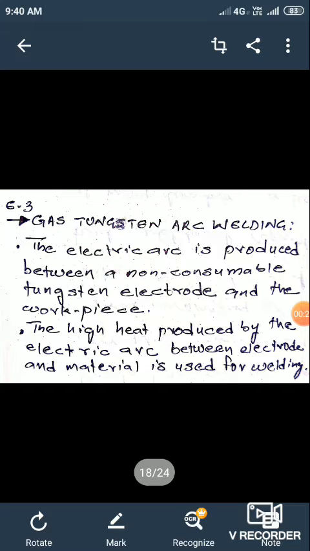TIG welding makes use of the high heat produced by the electric arc between the non-consumable tungsten electrode and the material to be welded. So in gas tungsten arc welding, the electric arc is produced between a non-consumable tungsten electrode and the workpiece. The high heat is produced by the electric arc between the electrode and the material used for welding.